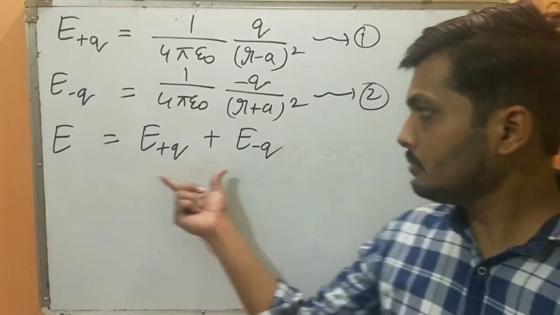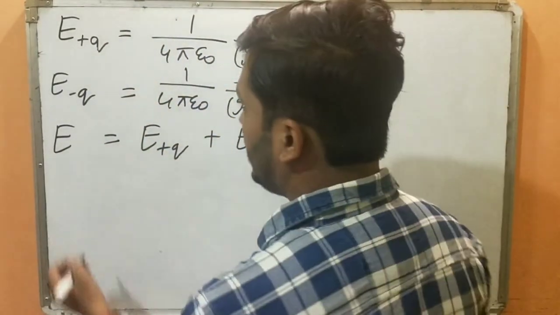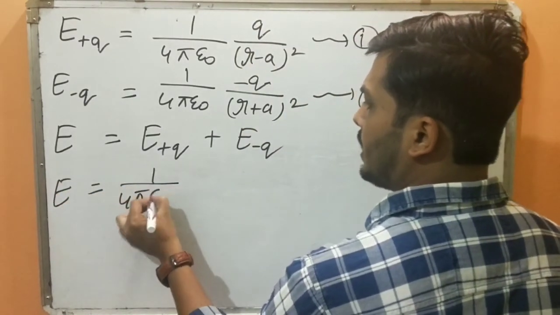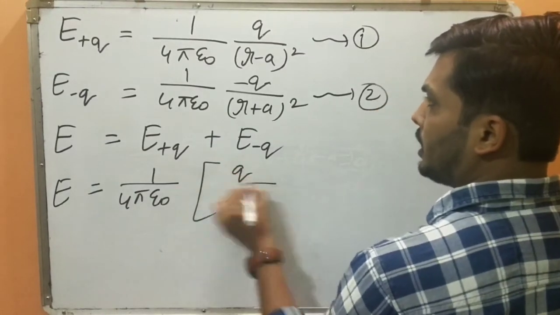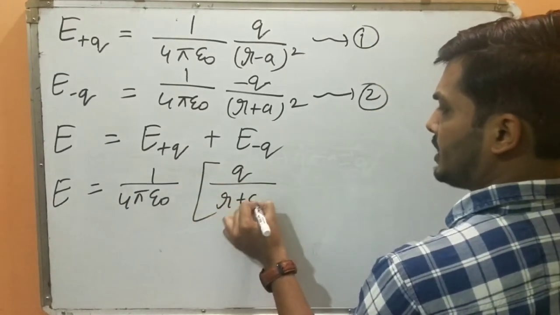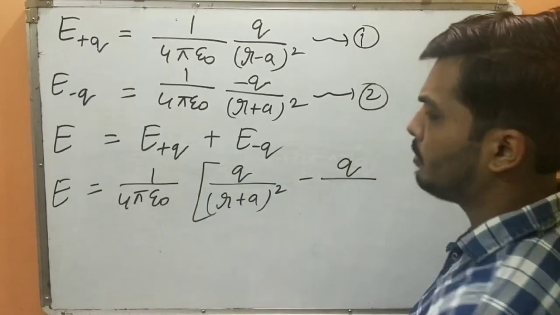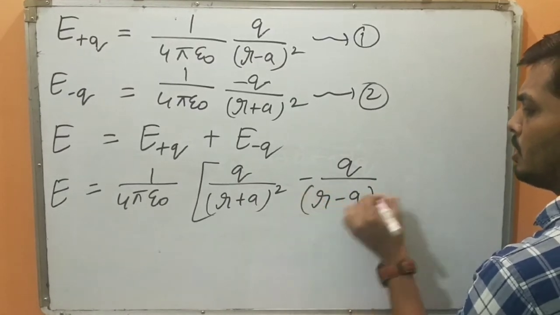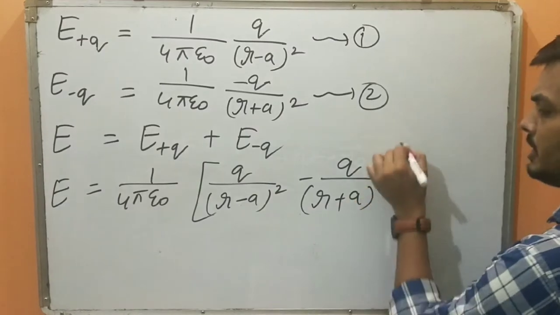Now just simply add this. That will give you the resultant electric field. So E will be how much? 1 upon 4 pi epsilon naught, I have taken it common, Q divided by R minus A the whole square, minus Q divided by R plus A the whole square.